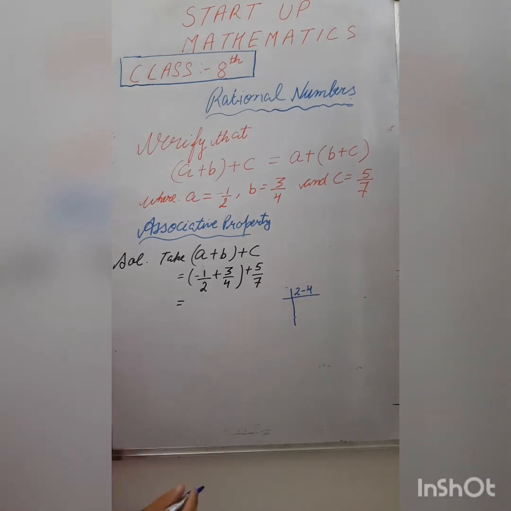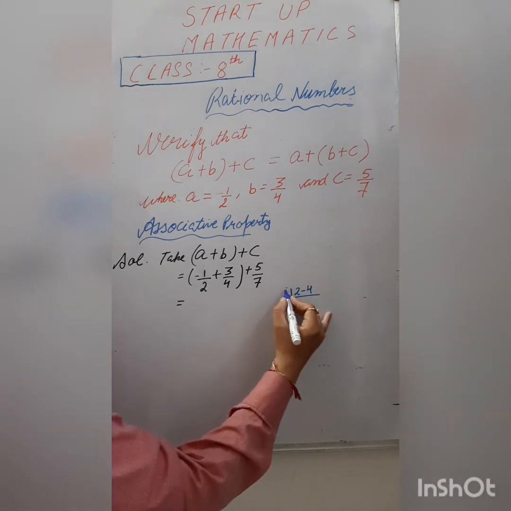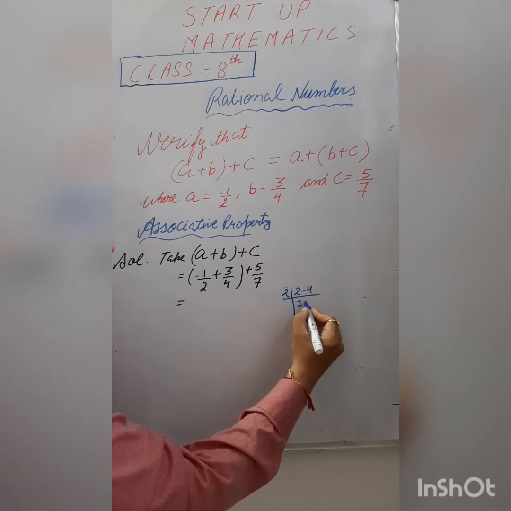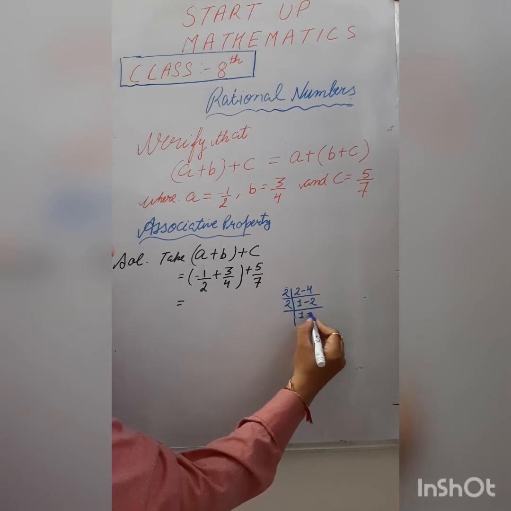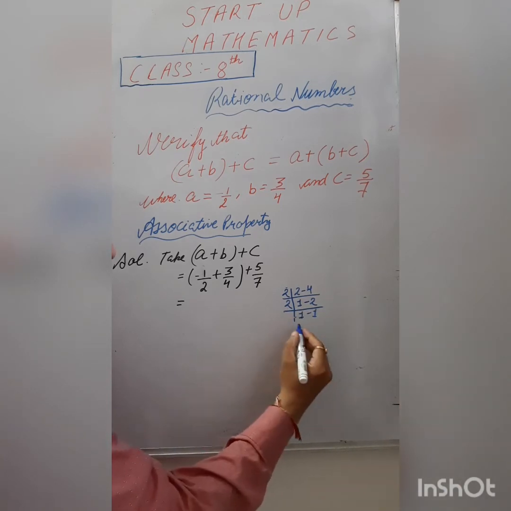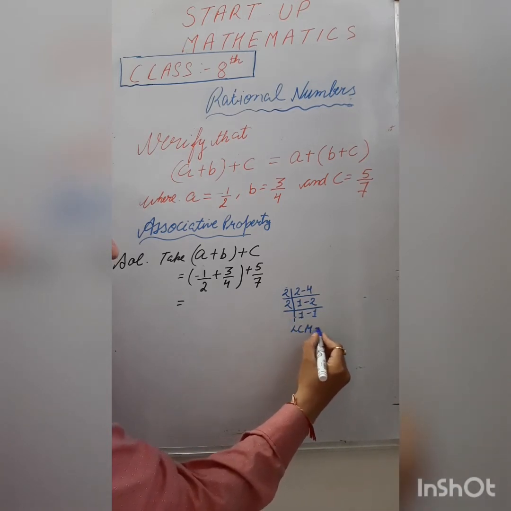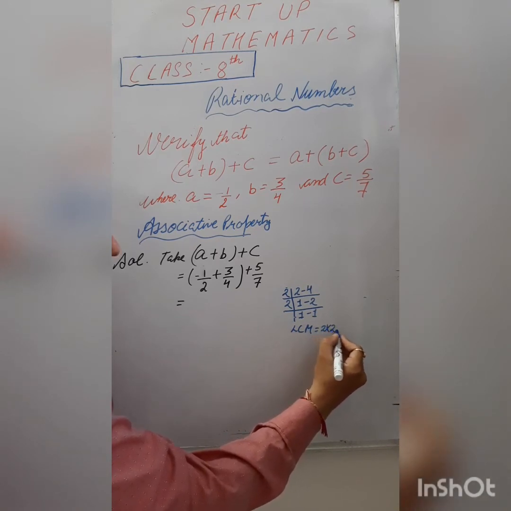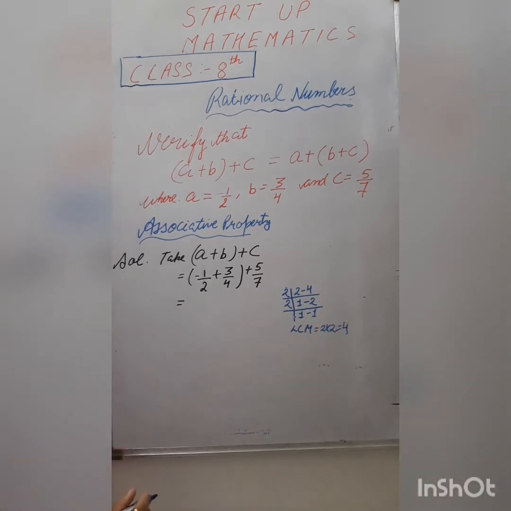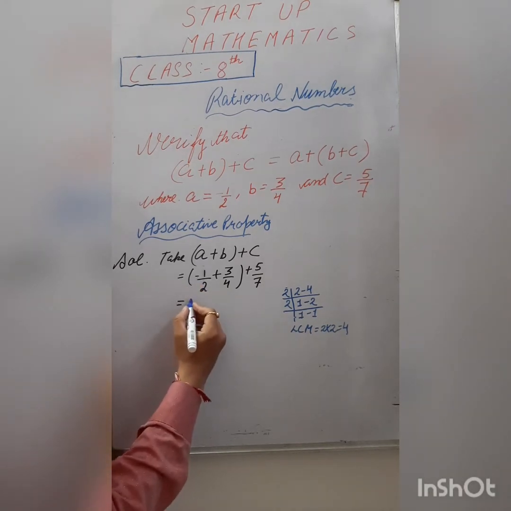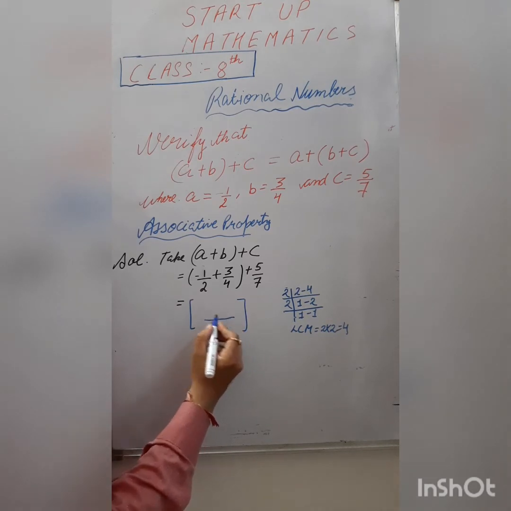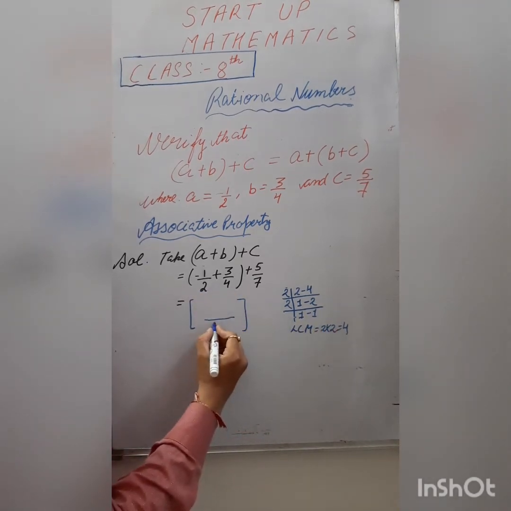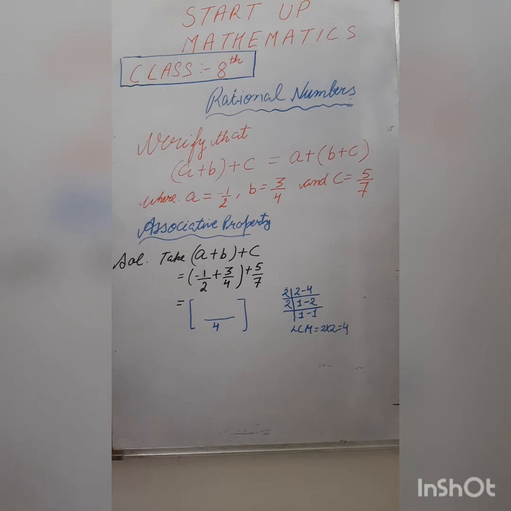Starting with the first prime number, that is 2. 2 ones are 2, 2 twos are 4, again 2 ones are 2. So the LCM is 2 multiplied by 2, that is equal to 4. First we solve this bracket. The LCM is 4, so write 4 in the denominator.